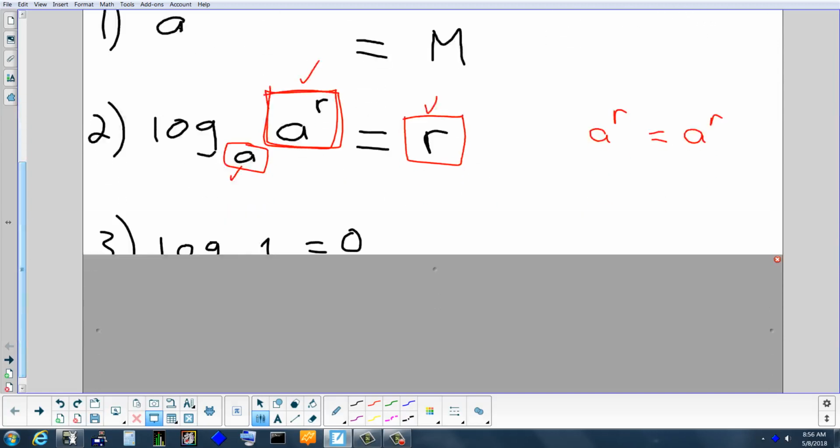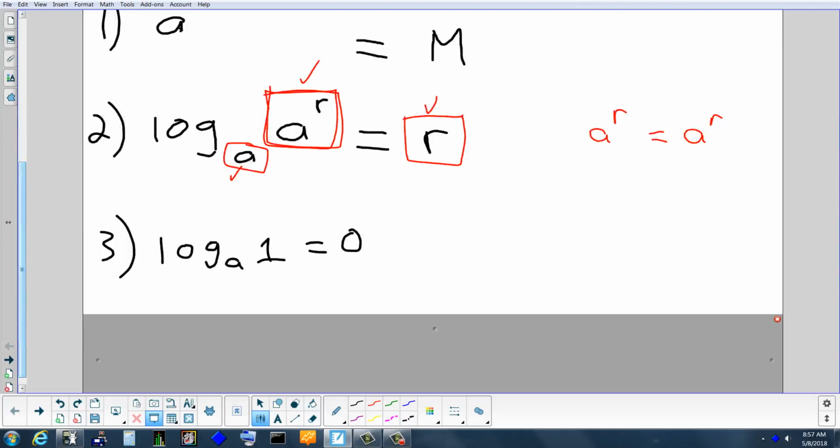Let's look at rule 3. This says that the log of 1 equals 0. Always. Doesn't matter what the base is. The log of 1 always equals 0. So I'm going to explain why this one is true, and I'm going to do it the same way I did the top one. I'm going to change it from a log equation to an exponential. And by doing that, it's going to turn it into a fact that I think you already know.